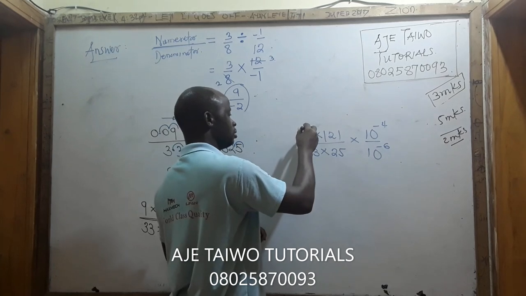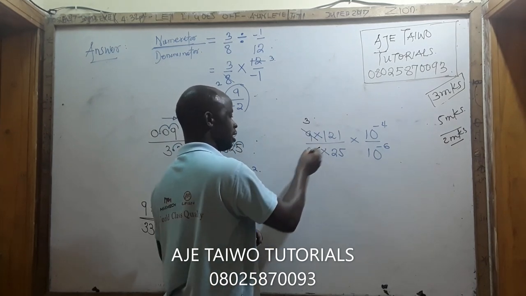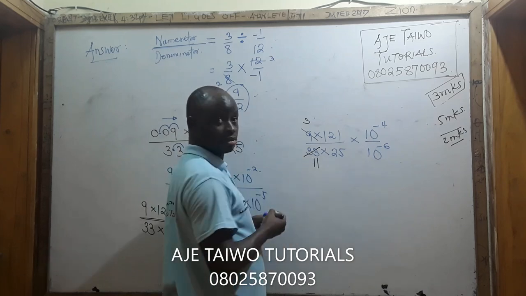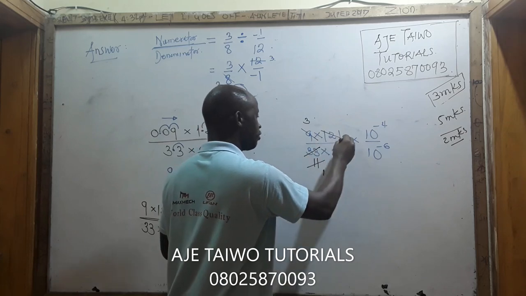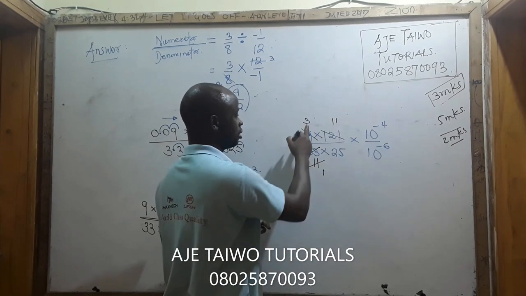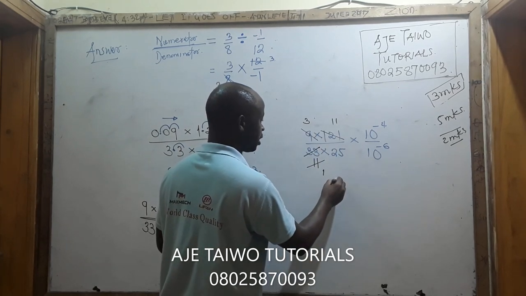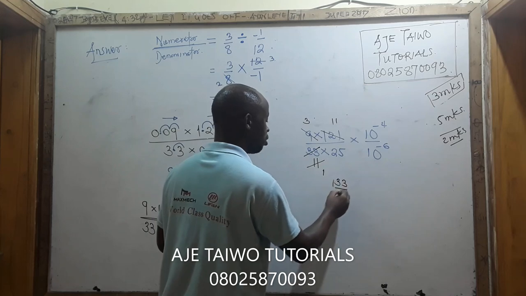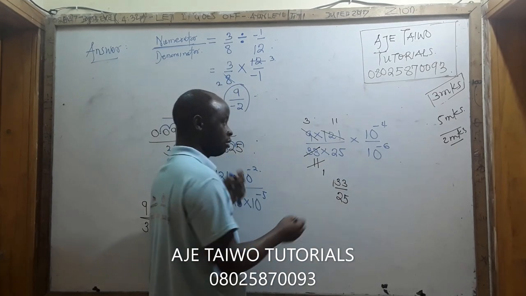3 here, 3. 3 here, 11. 11 here, 1, 11 here, 11. Nothing can go again. So 3 times 11 is 33, all over 25. Is that okay now?